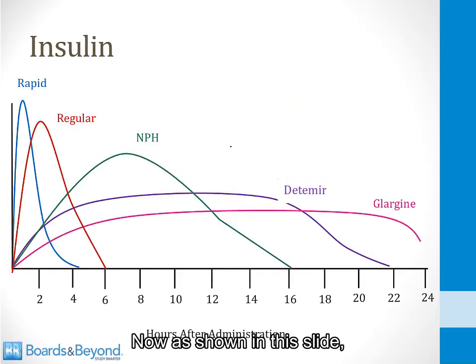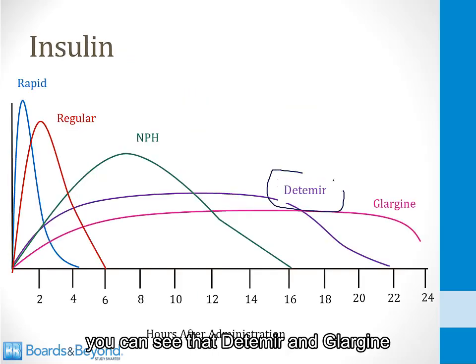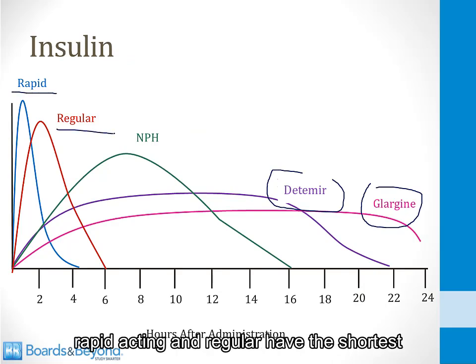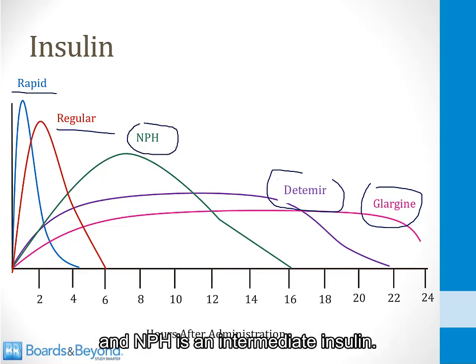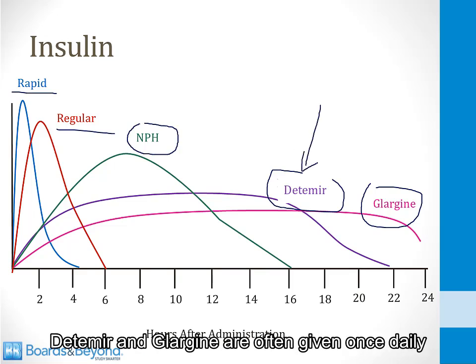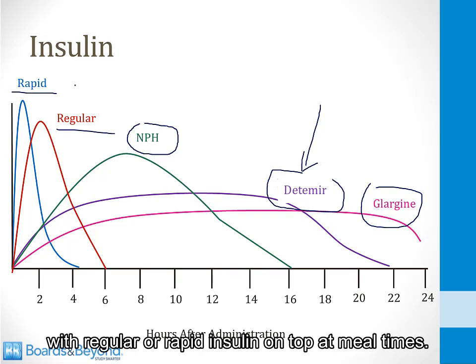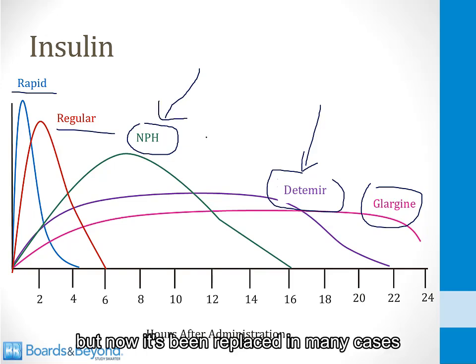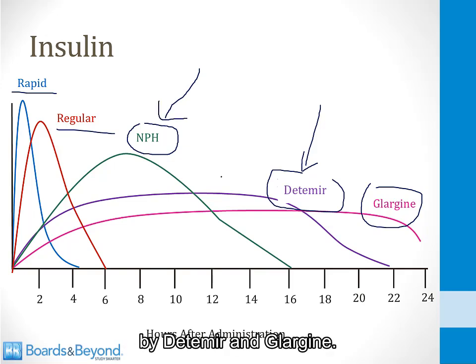Now I've shown in this slide all 5 types of insulin. You can see that detemir and glargine have the longest duration of action, rapid-acting and regular have the shortest, and NPH is an intermediate insulin. Detemir and glargine are often given once daily with regular or rapid insulin on top at mealtimes. NPH used to be used a lot, but now it's been replaced in many cases by detemir and glargine.